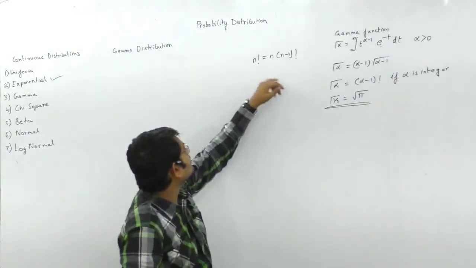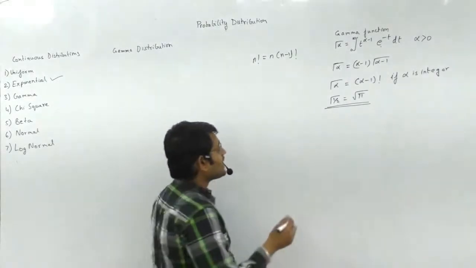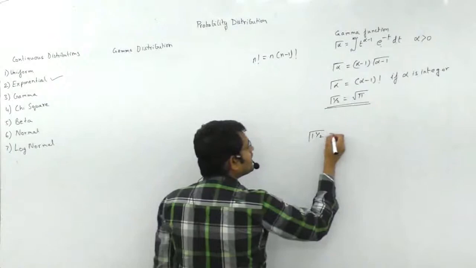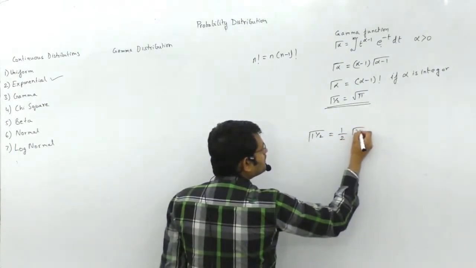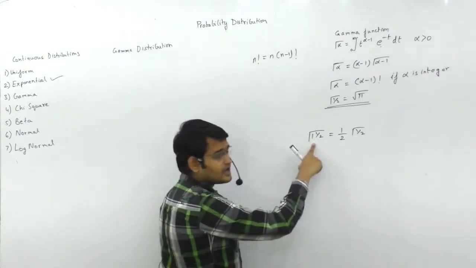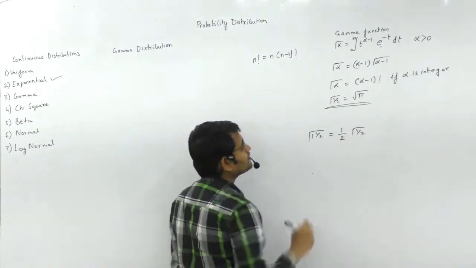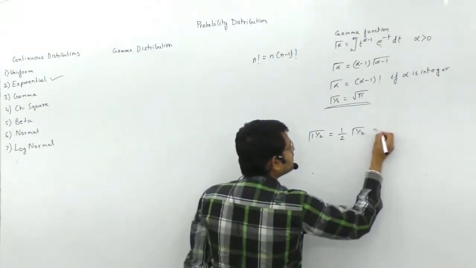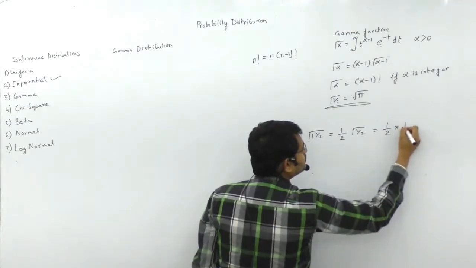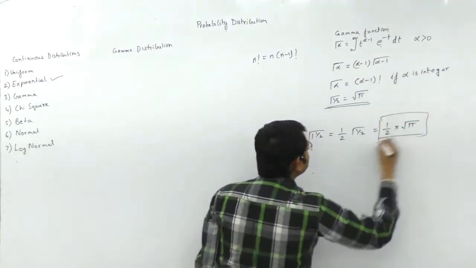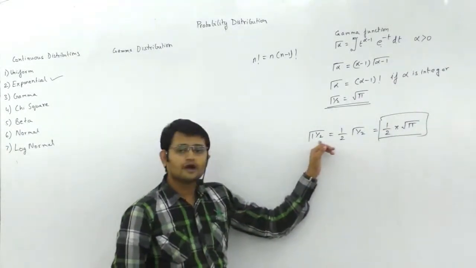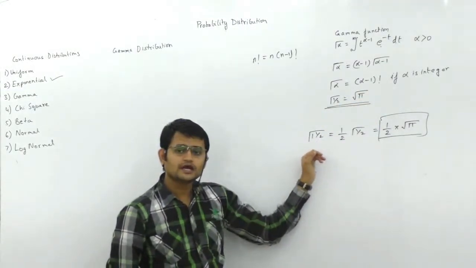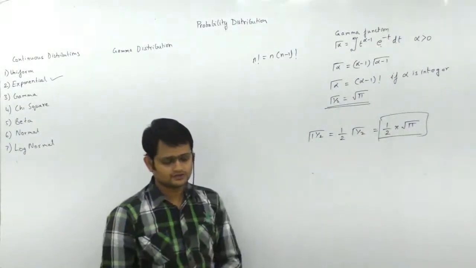Okay. So let's say I need to find gamma of 1.5. Gamma of 1.5 is nothing but half of gamma of half, which is alpha minus 1 into gamma of alpha minus 1, and gamma of half is nothing but root pi. So we can use this method to find different half values of gamma. For integers we can convert into factorial, but for half values we can use gamma of half to find particular values.